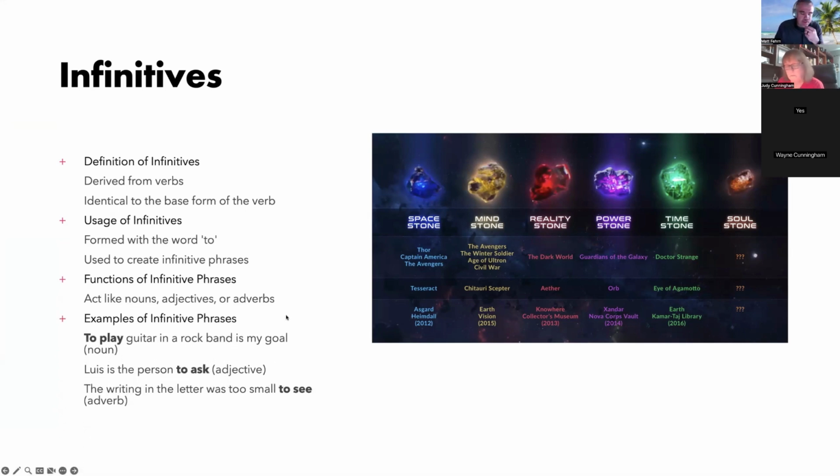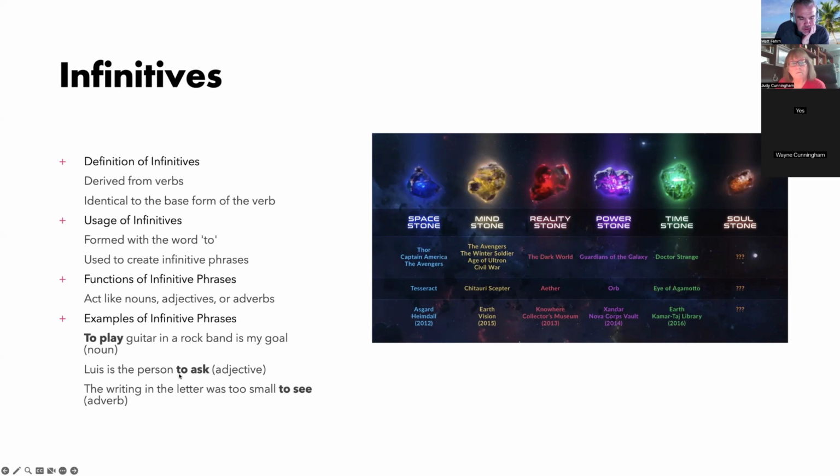So again, for examples, we see: To play guitar in a rock band is my goal. So we see here that to play is the whole infinitive phrase, right? That's how they write it. Greek does the same thing, when we see that infinitive, it's to whatever. And we see that the verb here is play, right? But here, to play is acting as a noun.